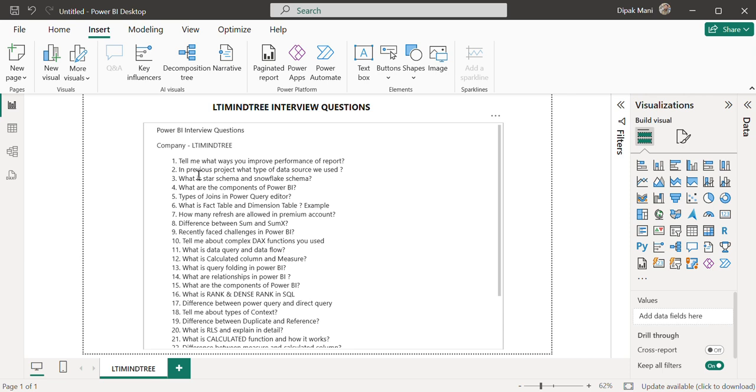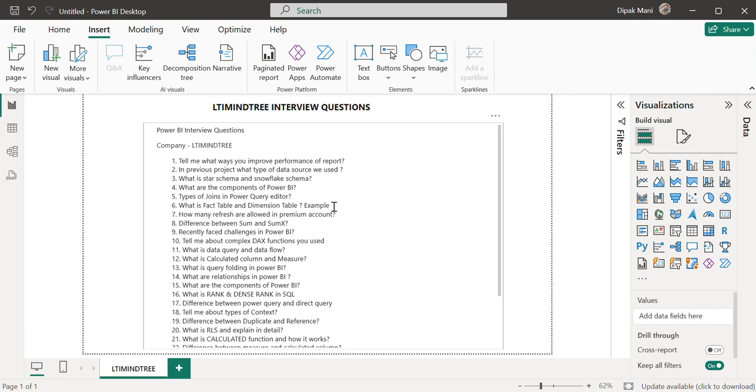In the second question, in your previous project, what type of data sources did you use? You can tell about MySQL Server, Excel, flat files, SharePoint also, and sometimes I used Azure also. Next is, what is the star schema and snowflake schema? What are the components of Power BI? Next question is types of joins in Power Query Editor. You can tell that there are six types of joins present in the Power Query Editor: left join, right join, full outer join, inner join, left outer join, right outer join. There are six types of joins present.